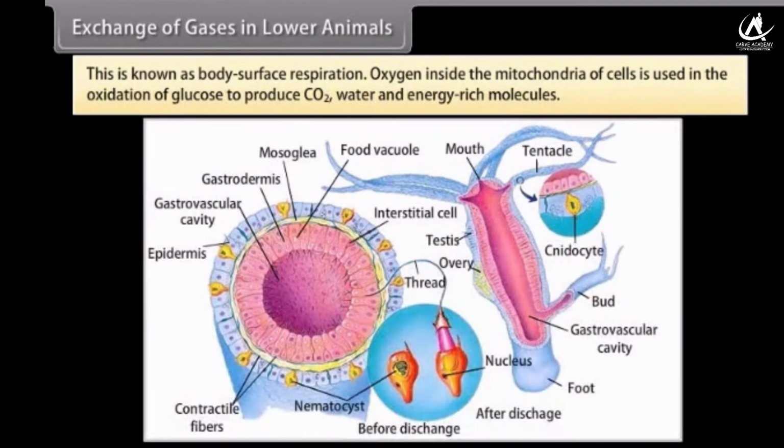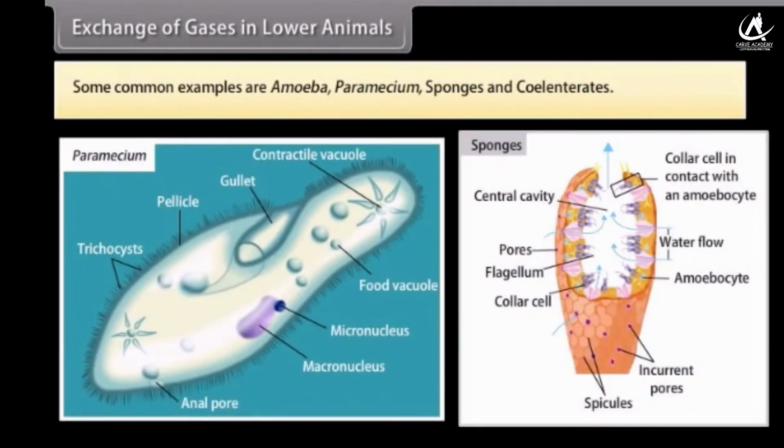This is known as body surface respiration. Oxygen inside the mitochondria of cells is used in the oxidation of glucose to produce CO2, water, and energy-rich molecules. Some common examples are amoeba, paramecium, sponges, and coelenterates.